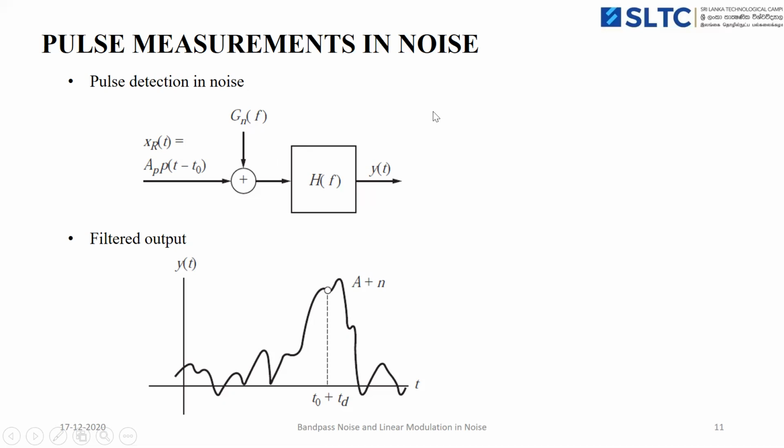The second waveform shows the filtered output, Y of t. The y-axis is the amplitude of the filtered output signal and the x-axis is the time duration. We are measuring the sample at a time instant t naught plus td, and it has the magnitude a plus n.